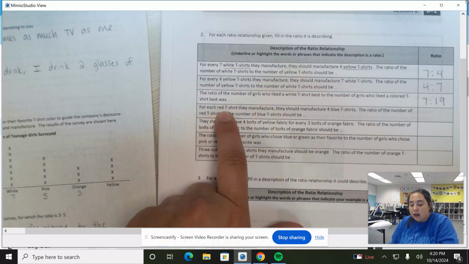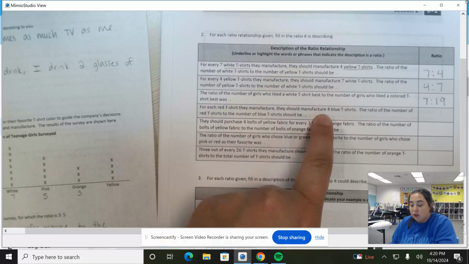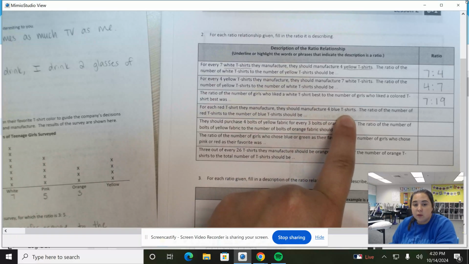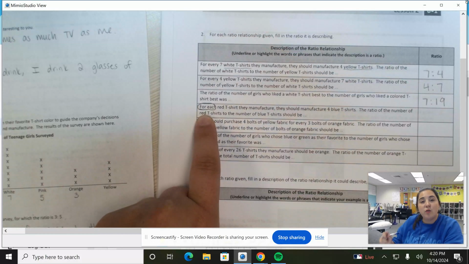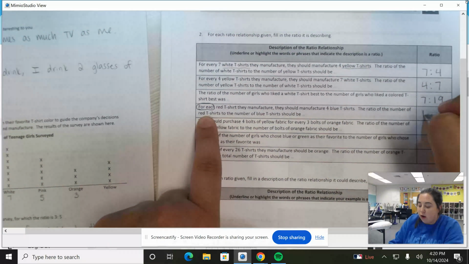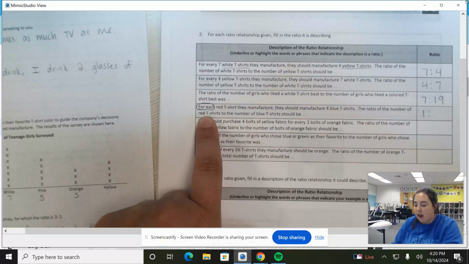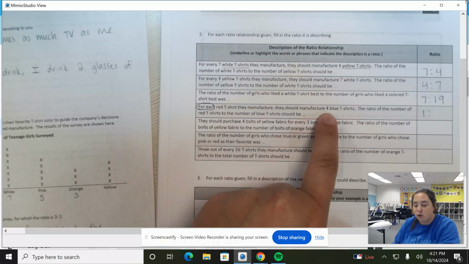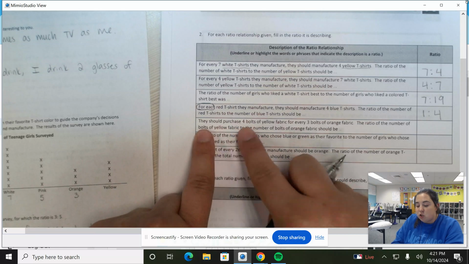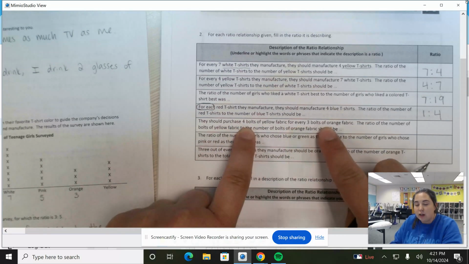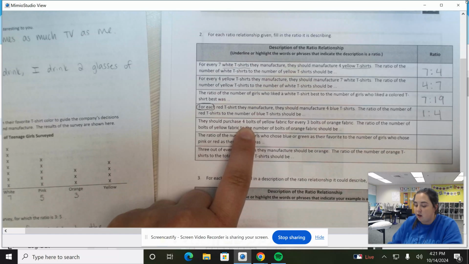For each red t-shirt they manufactured, they should manufacture 4 blue t-shirts. So what it's saying is for each, this one was kind of a tricky one, for each red t-shirt. So if I gave you 1 red t-shirt, how many blue t-shirts should you manufacture? 4. That for each was really important. I'm not sure if you caught that. We haven't done one like that before. Then it says they should purchase 4 bolts of yellow fabric for every 3 bolts of orange fabric. That would be 4 to 3.